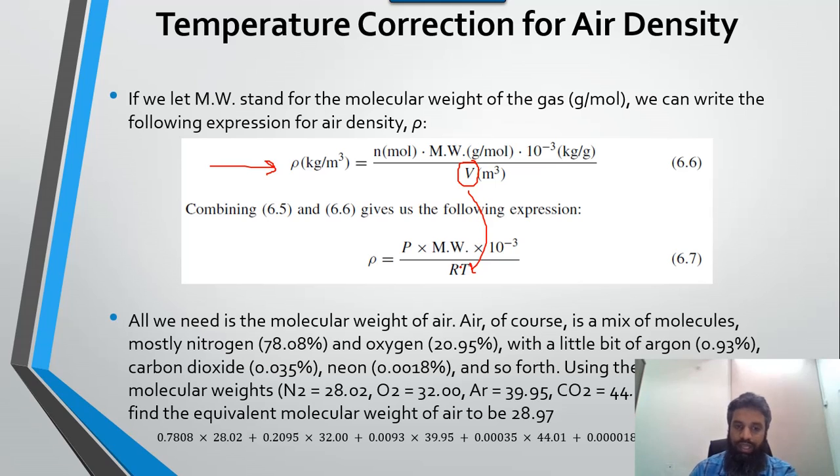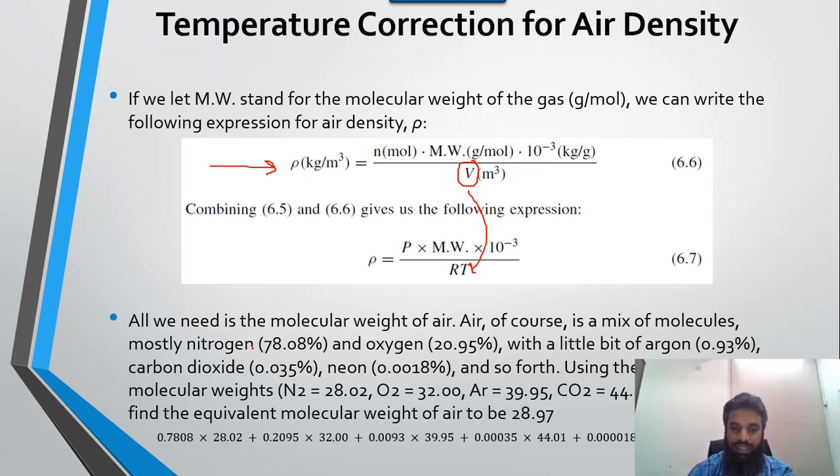molecular weight. So in the air, there are molecules which are basically nitrogen, and the quantity of nitrogen is basically 78.08%, and then we have oxygen, that is 20.95%. Then we have argon, that is 0.93%. Then we have carbon dioxide, which is 0.035%, and neon, which is 0.018%. So in order to calculate the molecular weight, we need to have the weight of all these elements.